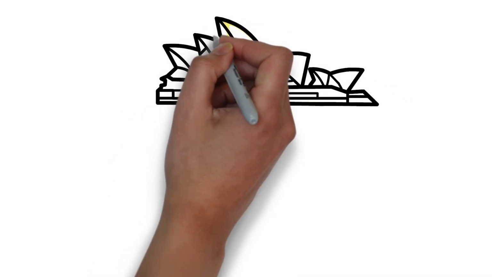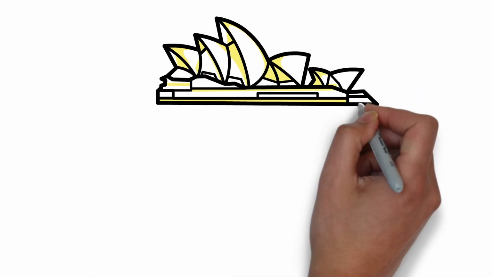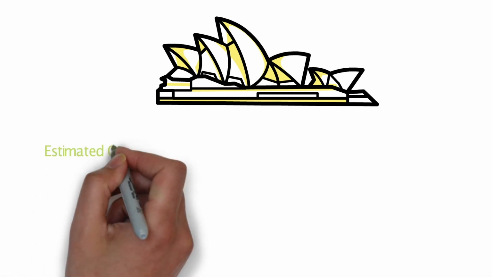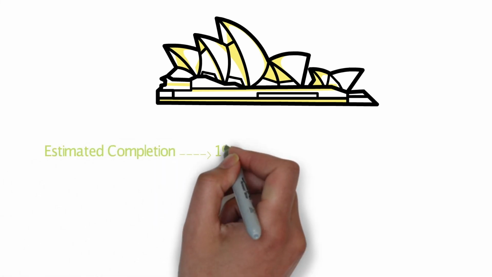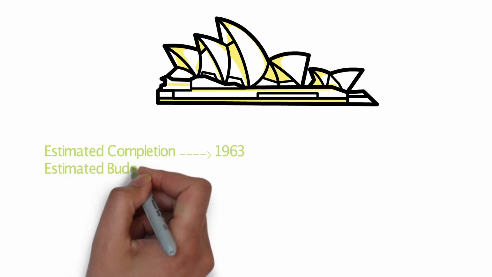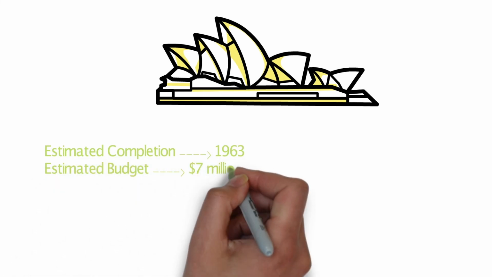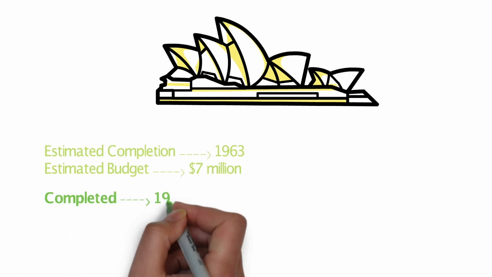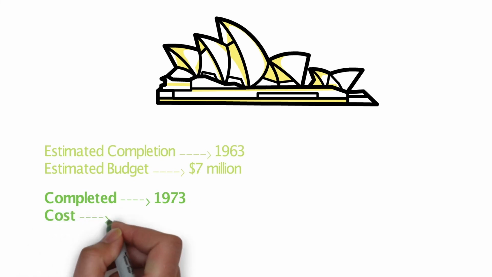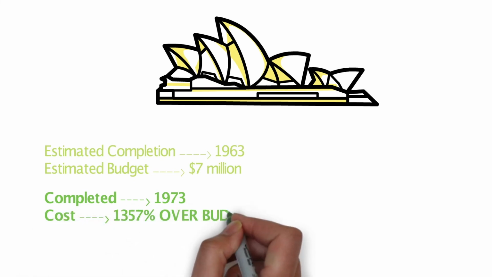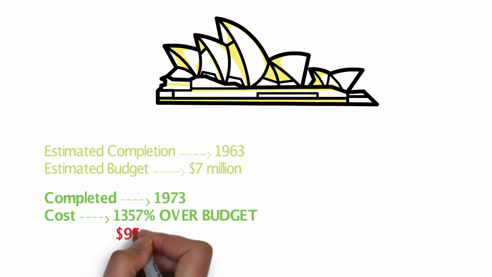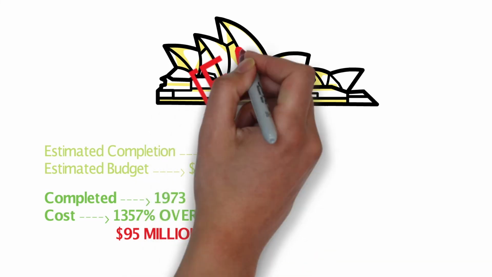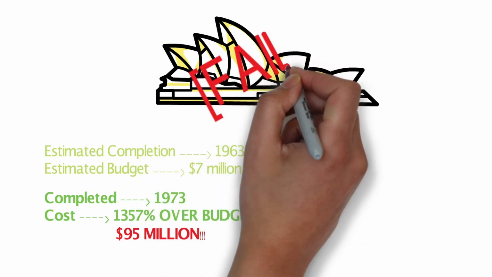Now, you may know the history of the Sydney Opera House, that back in 1957 is when it was started, and it was estimated to be completed in January of 1963, and it was going to cost about, in modern terms, $7 million to create. Well, what happened is that the Sydney Opera House was actually completed, and there's still some discussion whether it was actually completed, in 1973, 10 years after the 1963 due date, and that its budget was 1,357% over the estimated budget. Now, would you say that the Sydney Opera House program is a failure or a success?